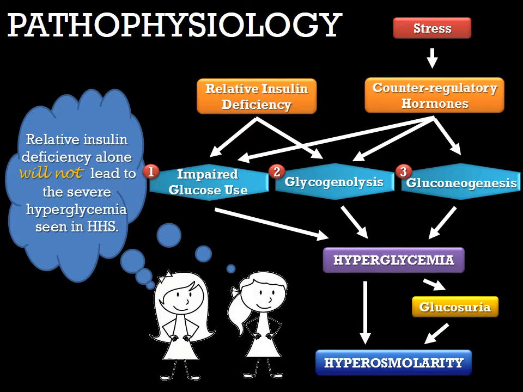Generally speaking, there are three main mechanisms that together cause hyperglycemia in HHS. 1. Impaired glucose utilization. 2. Increased glycogenolysis. And 3. Increased gluconeogenesis.